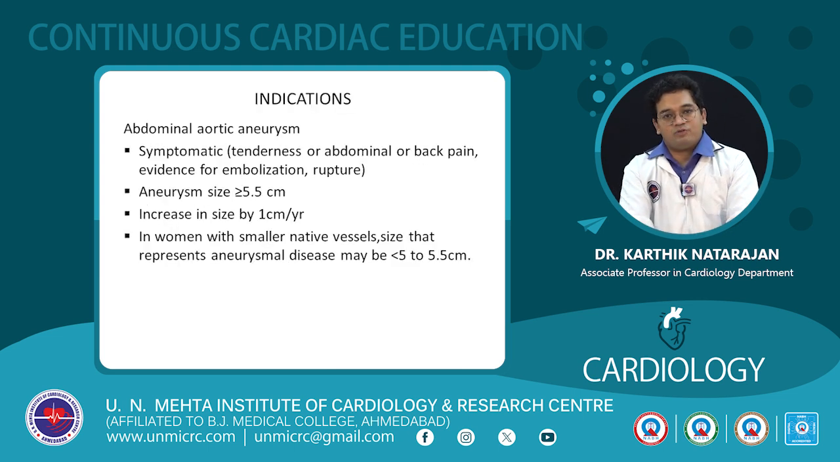So what are the indications? Now the indications for abdominal aortic aneurysm intervention are varied. The most important is symptomatic disease, either tenderness or abdominal or back pain, evidence of embolization or rupture, aneurysm sac size more than 5.5 centimeters, increase in size by 1 centimeter per year, and in women with smaller native vessels, the size that represents aneurysmal disease may be less than 5 to 5.5 centimeters. In a general sense, it may be said that anything more than two times the size of the aortic diameter can be considered an aortic aneurysm and can be considered for intervention if it is symptomatic.